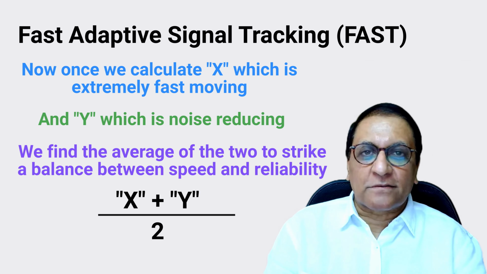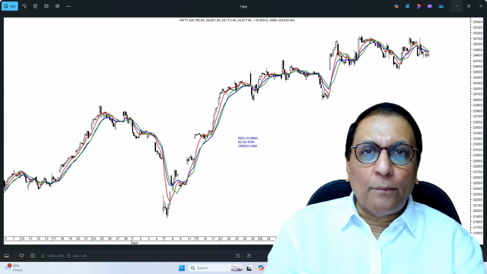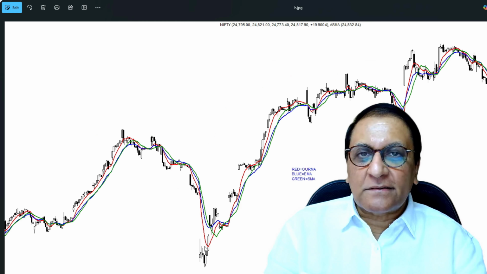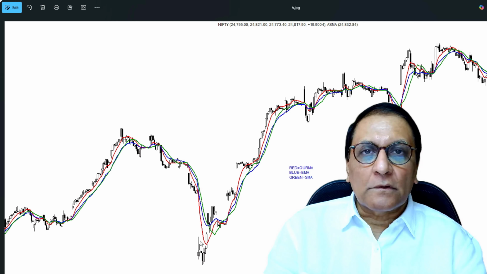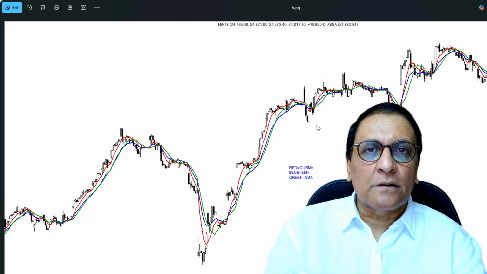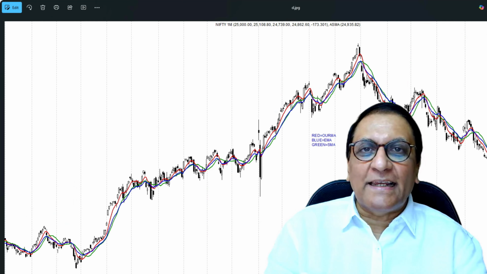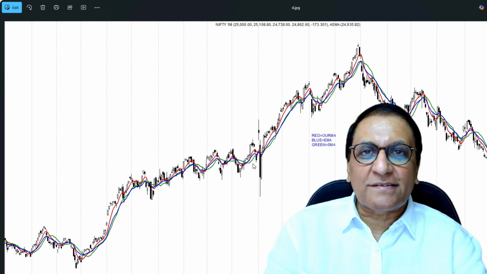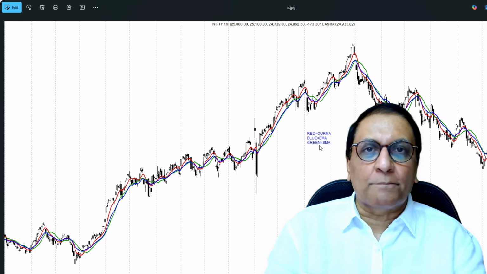Here are two examples, one on an hourly chart, one on a daily chart, of fast as compared to EMA and SMA. On the hourly chart, I show you the Nifty. This red line is fast. The blue line is the exponential moving average, and the green line is the simple moving average. You can see how quickly the fast responds to changes in the direction of the price. A second example is on the daily chart of the Nifty, which will show you a similar result, showing you that fast is superior to the exponential moving average and the simple moving average.